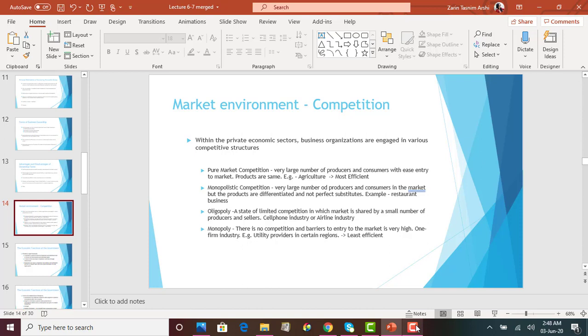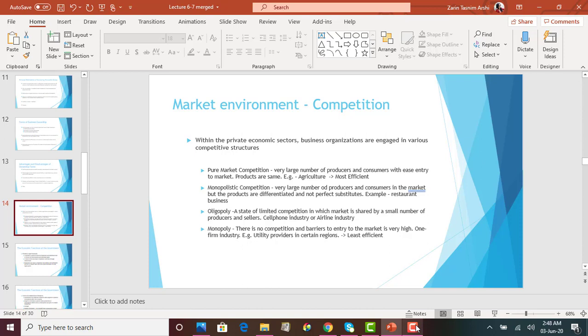Most of us buy cabbage and eat cabbage, so there are a large number of customers, and there is also easy entry and exit in the market. If I want, I can just plant a cabbage tree in my garden today, grow cabbage, and sell it in the market. It's very easy in this type of market structure, and it is the most efficient. Consumer satisfaction is maximized, cost is minimized, and output is maximized. So this is the perfect situation that we would like to have. An agricultural market is the closest to pure or perfect competition.